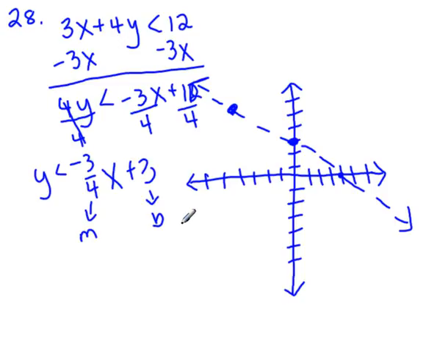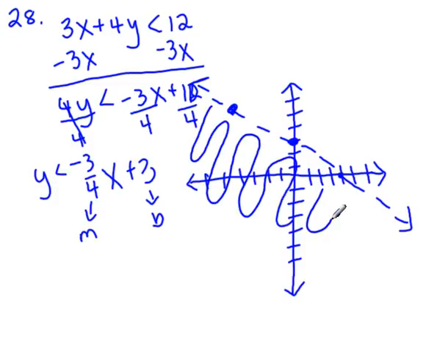Okay, now the next thing I have to decide is whether I'm going to shade above or below the line. I look at it and say it's a less than sign, and a less than sign tells me to shade below. Now, I could also have picked a point not too close to the graph and plugged it in, and if it was true, that would be the area shaded, and if it wasn't, that would not be.